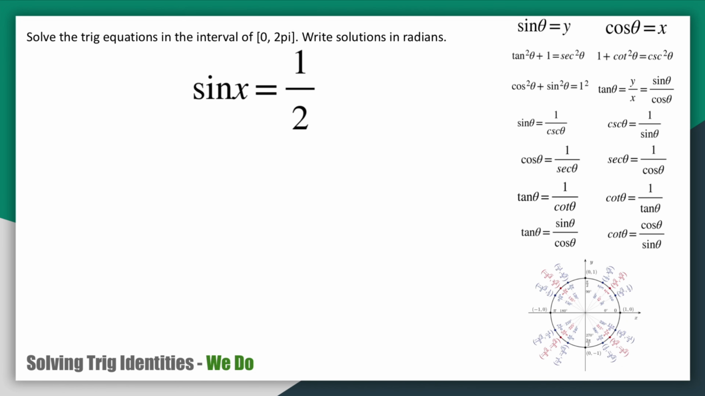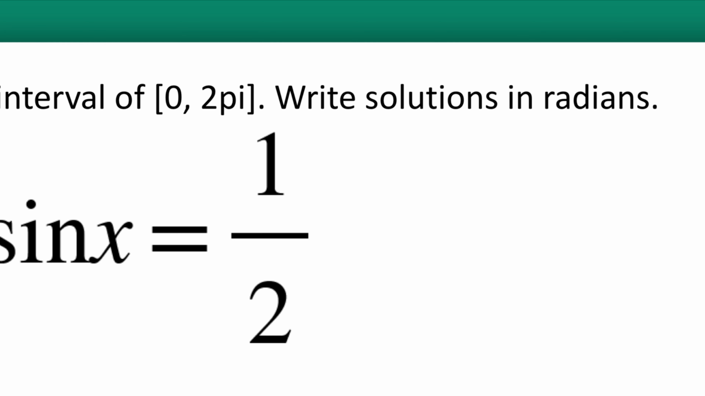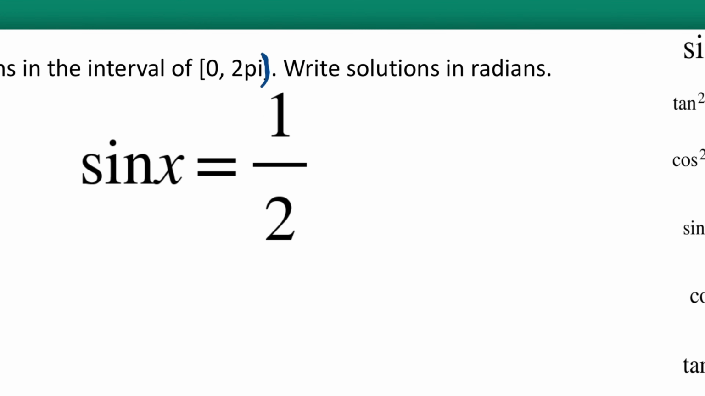All right, so we got some new things going on here. So, solve the trig equations in the interval of 0 to 2 pi, okay? And of course, as always, once I look at this, I realize that this should just be a parenthesis instead of a bracket, right? Meaning that we want to solve for x from 0, including 0, to 2 pi, but not including 2 pi.